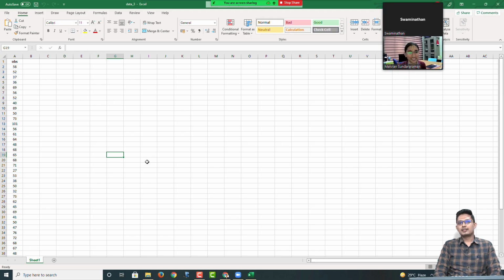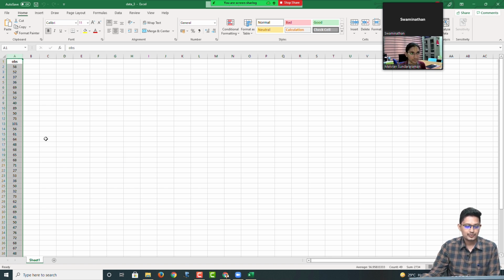So welcome back, and here we are going to take a look at the second data set and guess the distribution. Similar to the previous data set, we'll use the same steps: doing the descriptive statistics, followed by visual inspection, and then moving on to a statistical test. So without any further delay, let's look at the data set.